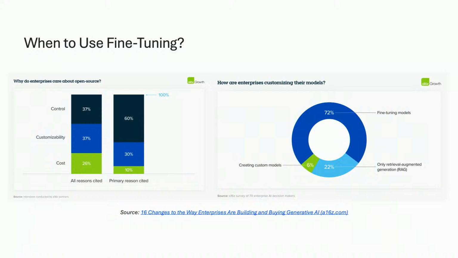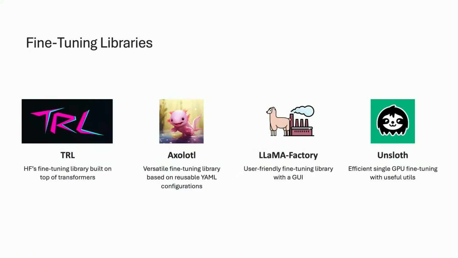Here's a report from A16Z. And the question is, why do enterprises care about open source? You can see that the two main items are actually control and customizability. And customizability is mostly about fine-tuning models. So even if there are arguments about the technical side and cost and latency, there's also a strong argument for customizability and control over these models.